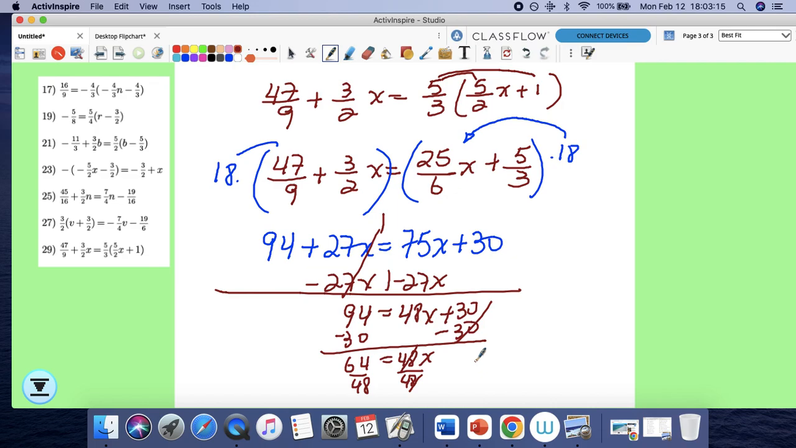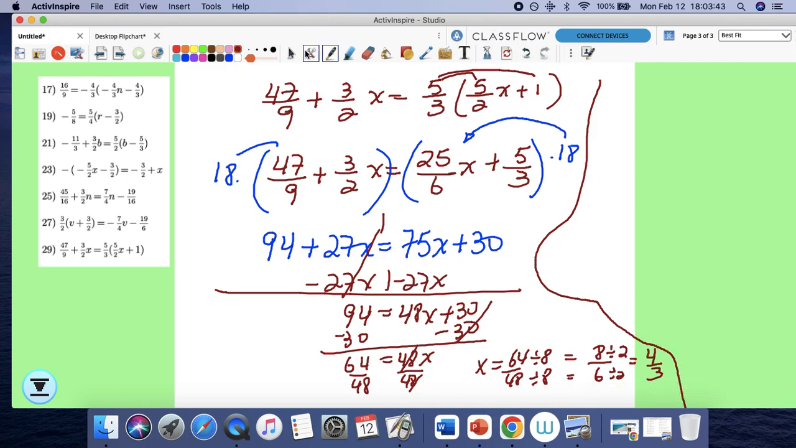Can I simplify that? Divide both sides by 8. So x equals 64 over 48. And then I divide top and bottom by 8. If I divide the top by 8, I get 8. If I divide the bottom by 8, what do I get? I get 6. So I could have gone one more time. Divide top and bottom by 2. So the final answer is 4 over 3.